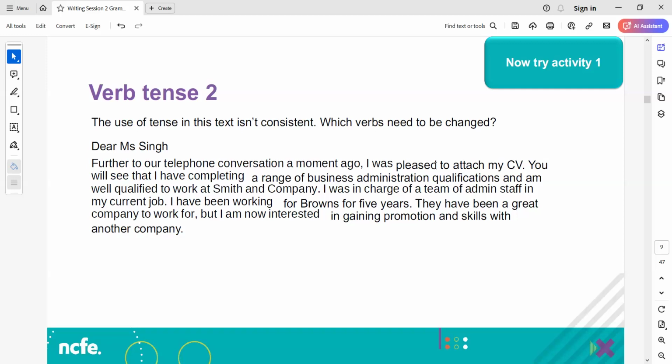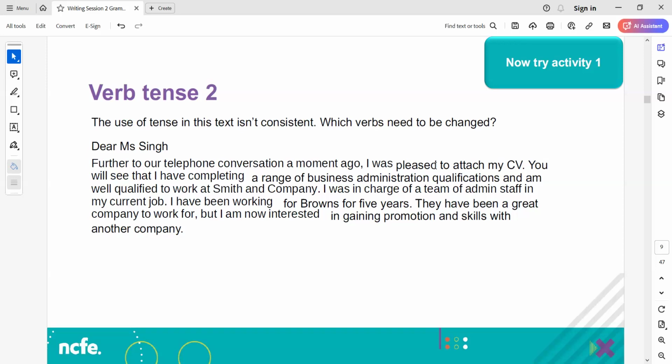So the last sentence, they have been a great company to work for. So they have been, part of that uses the past tense, but most of it is written in the present tense. Okay, so it should be. So we're thinking about what's wrong. So you're completing. So some of those verbs are in the past tense, but they should be in the present.